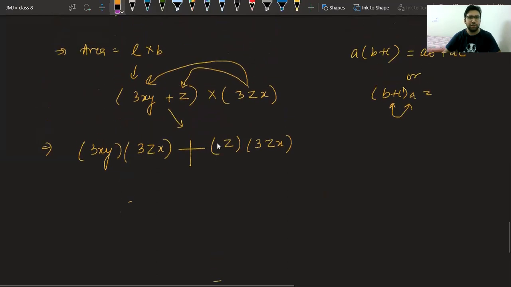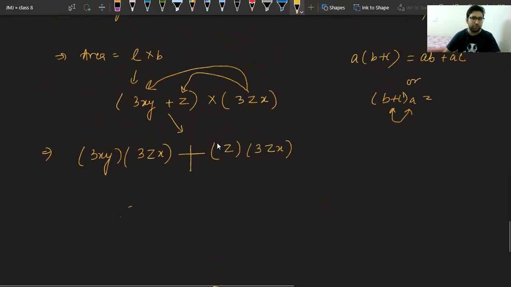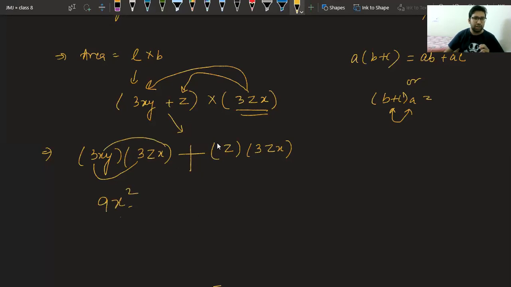Please see, what I have done is I have distributed this 3zx over 3xy and z, and now I can get the answer. 3 into 3 will give me 9, x into x will give me x square, then y is alone, z is alone, so they will come like this only. Then we have a plus sign. Then this 3 will come, z into z will give me z square, and x will come. Yes, it is correct, Smriddhi. Now it is fine. So all of you can check your answer.